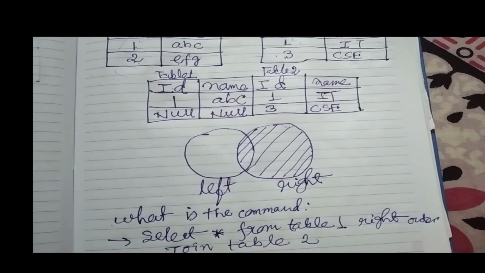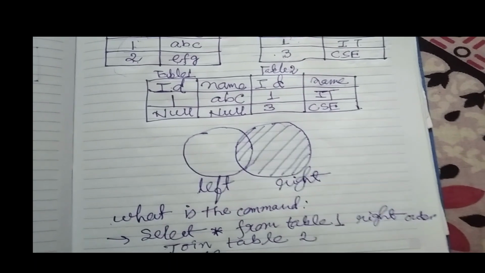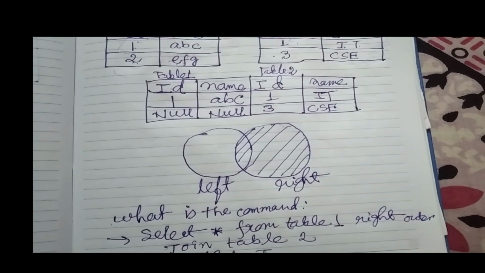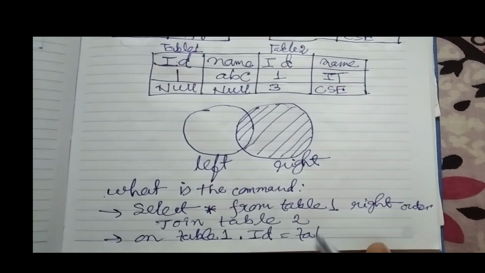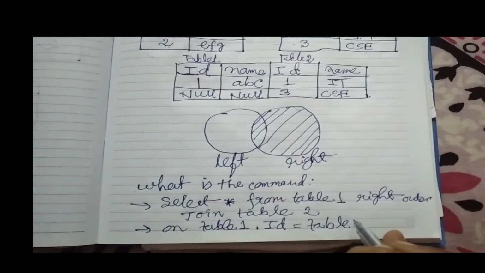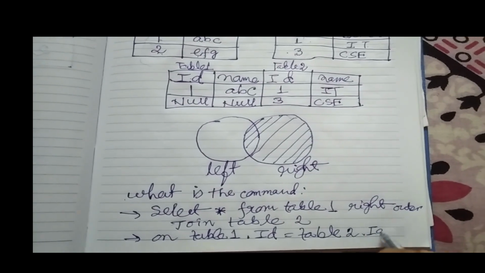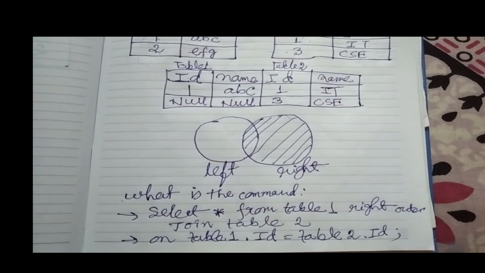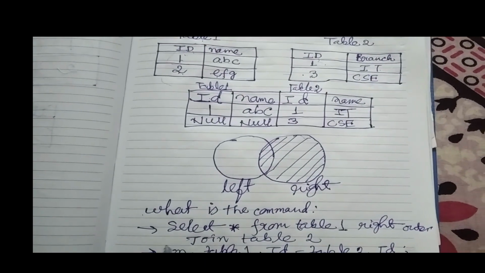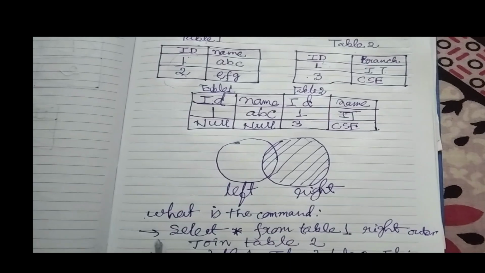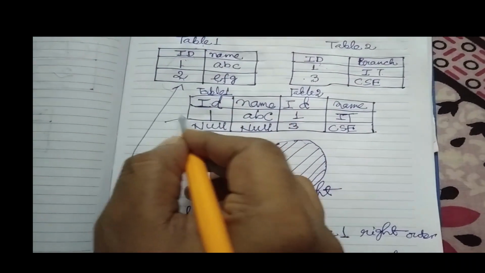Second line is on table 1 dot id equals to table 2 dot id, ended by a semicolon. If we implement this command on these two tables, we get this table as the output.